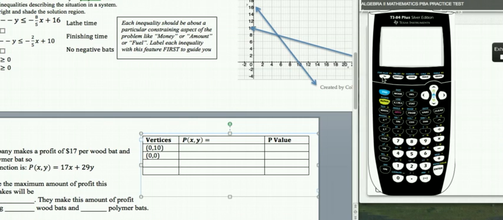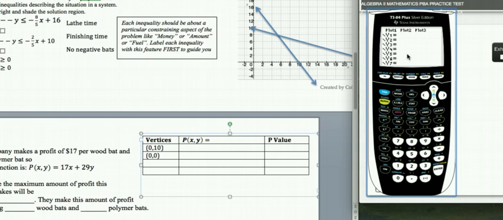So we're going to put our lines in. So I'm going to go to y equals. And our lines were, what do we have? We had negative 8/5 x plus 16. And then our second equation was negative 2/5 x plus 10. I'm going to hit zoom standard, and there's my graphs.